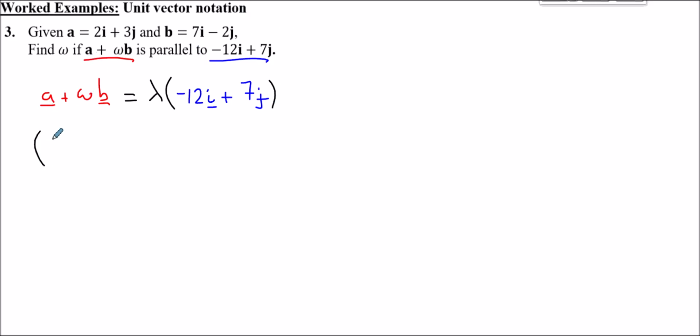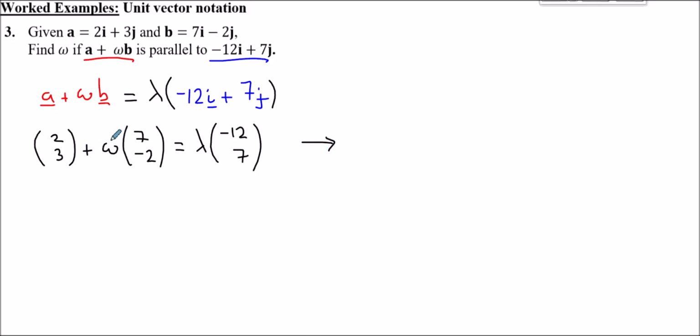So a is 2, 3, plus omega lots of b, where b is 7, minus 2, equals lambda, minus 12 on top and 7 on the bottom. Now if we just take the top numbers first, horizontal components first if you like, so 2 plus 7 omega equals lambda multiplied by minus 12. So that's going to equal minus 12 lambda.